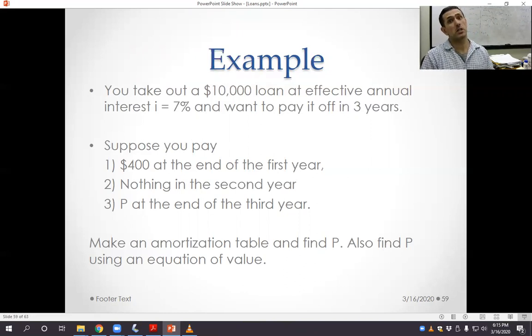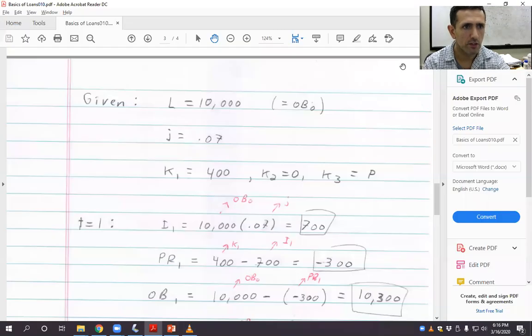It is admittedly much quicker and easier to use an equation of value to find P, but I think it's still a little more practical to make an amortization table to go through everything that's going on: the interest you owe, the outstanding balance, the principal repaid at the end of each year. Just getting those numbers gives you a better idea of what's going on with this loan, and particularly what happens when interest is capitalized.